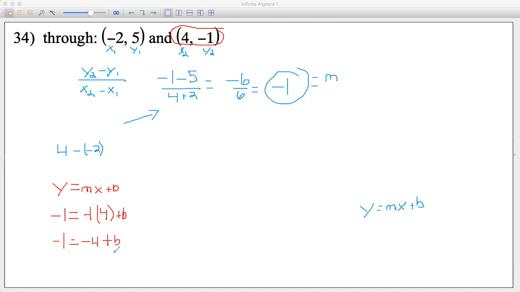So what are we going to do to both sides? Because it's attached by multiplication. No. We're going to add 4 to both sides. So -3. 4 minus 1 is 3. Woo! All right, 2/3 through the problem.